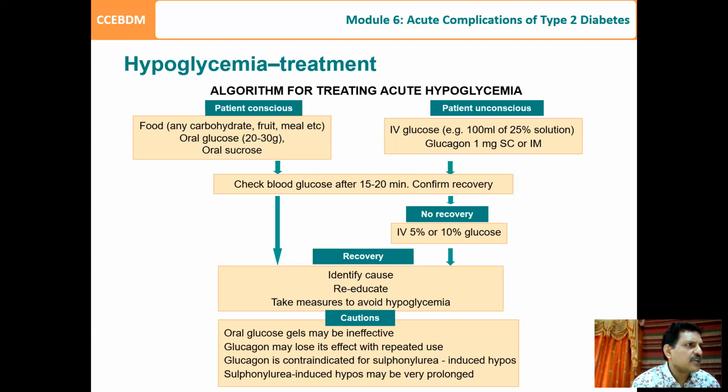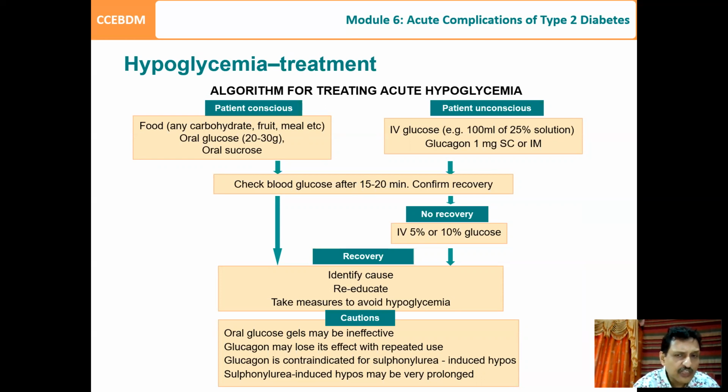So as I've told you, for the management of acute hypoglycemia, you have to check whether the patient is conscious or unconscious. If the patient is conscious, give oral glucose. Check blood glucose after 15 minutes and confirm the recovery. If the patient has recovered, then it's okay. If not recovered, you should repeat the dose. If the patient is unconscious, on the other hand, you have to give IV glucose or glucagon 1 milligram subcutaneous injection. If there is recovery, well. If there is no recovery, you have to repeat IV glucose again.